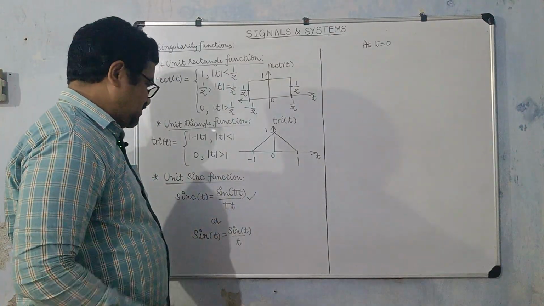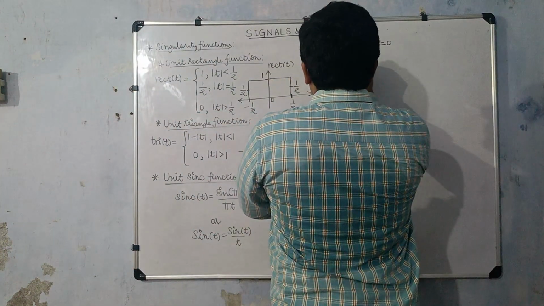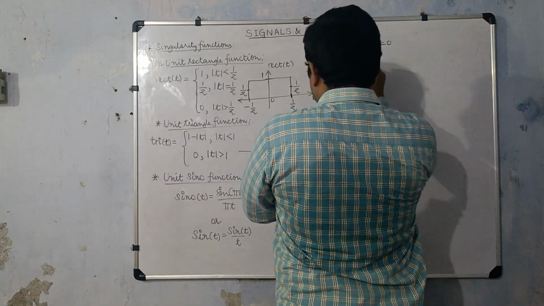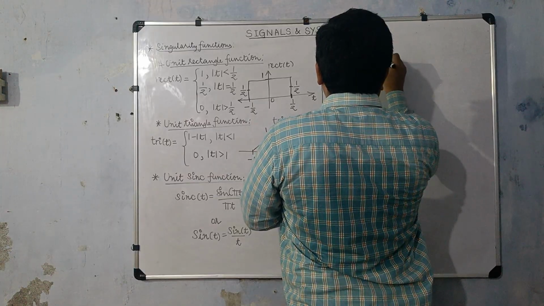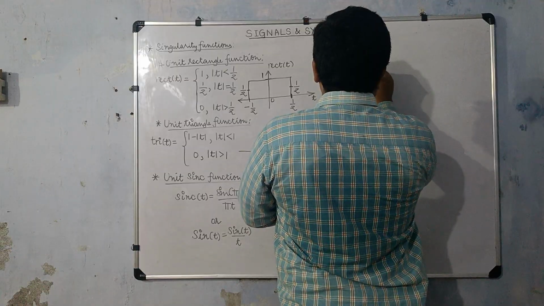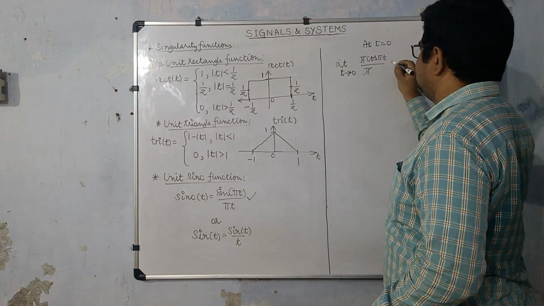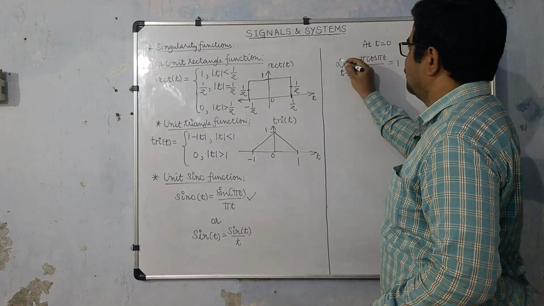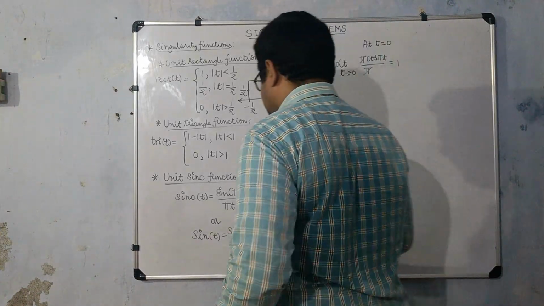When it is in 0 by 0 form, what we have to do? We have to use L'Hospital's rule, that is limit t tending to 0, d by dt of sin pi t, which is pi into cos pi t, by d by dt of pi t. So it is equal to pi cos pi t divided by pi, that is cos pi t. So when t is tending towards 0, cos of pi into 0 is 1. Okay, so at t equal to 0, the sinc function is 1.